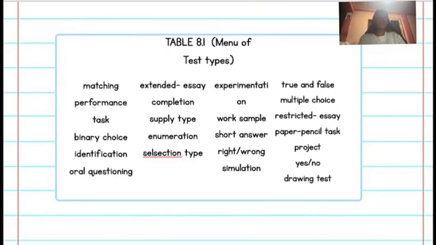Next is the project. Projects are long-term tasks that require students to apply their knowledge and skills to create a product, report, or presentation. So kita tanan familiar naman sa project. Next is the yes or no. So, understandable na ang yes or no. Next is the drawing task. So, a drawing test assesses a student's ability to visualize and represent concepts through sketch or diagram. So, here ma-test na nato ang ato ang paunsa ta mo visualize or ma-represent through drawings.